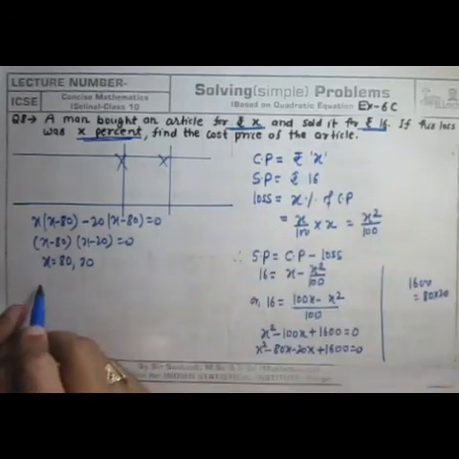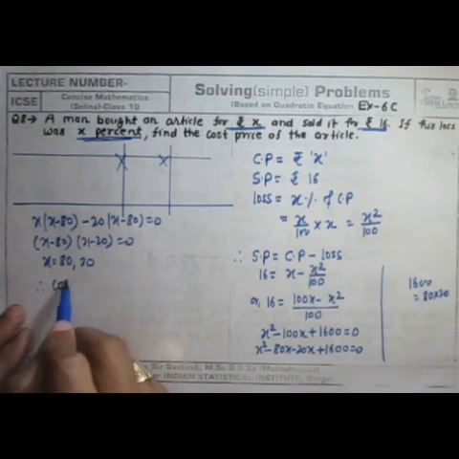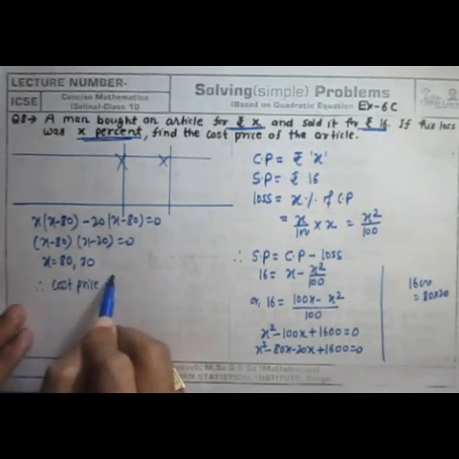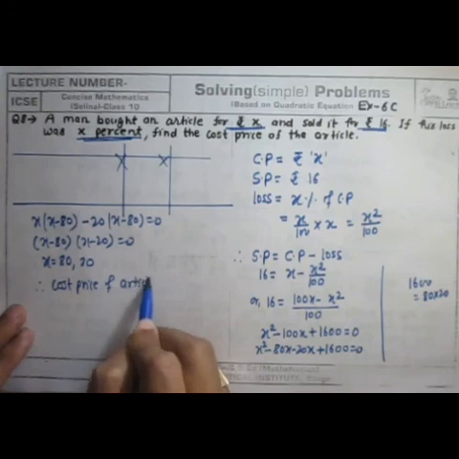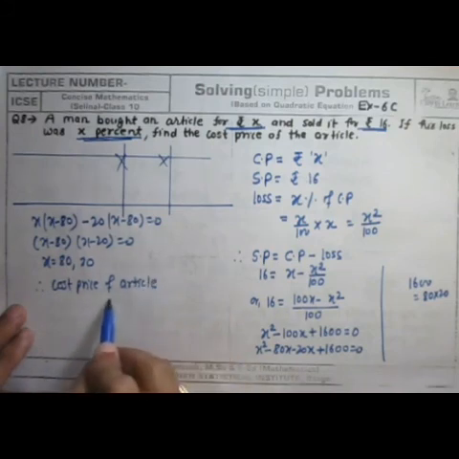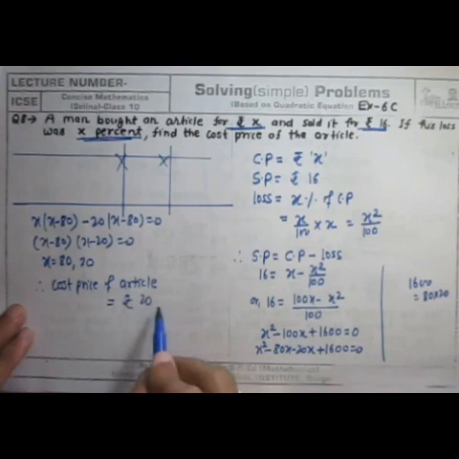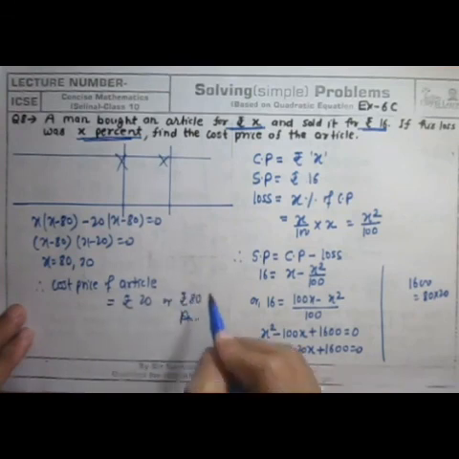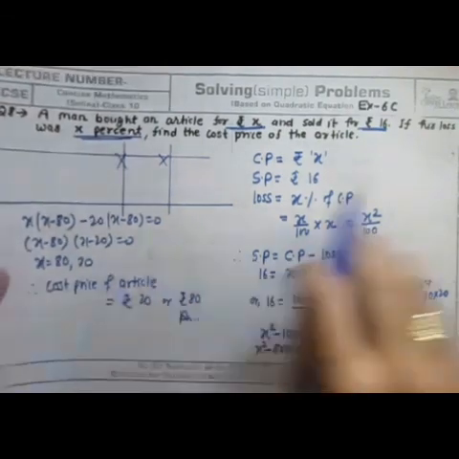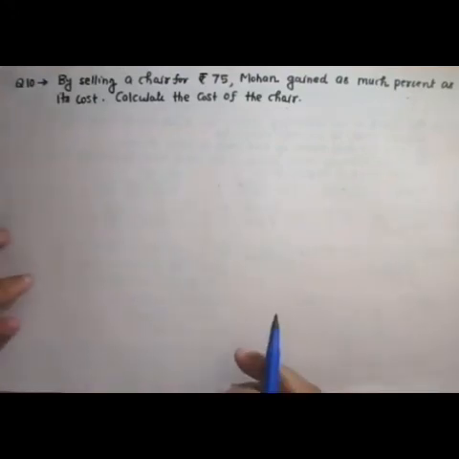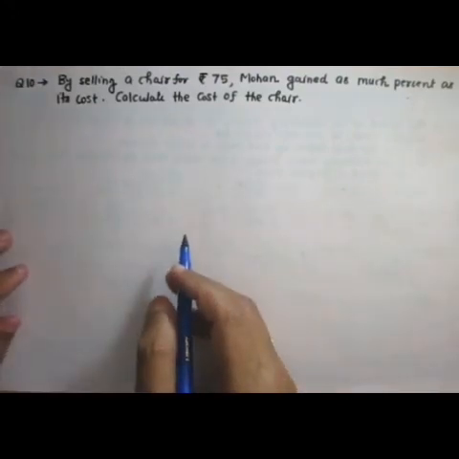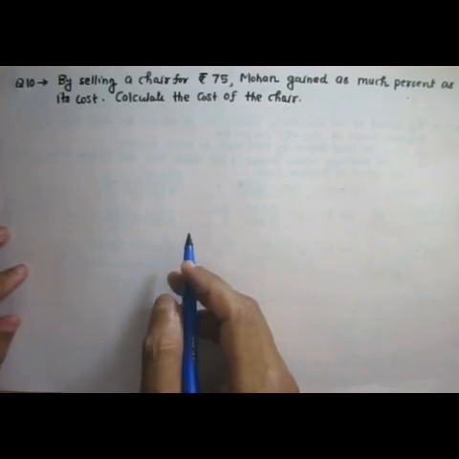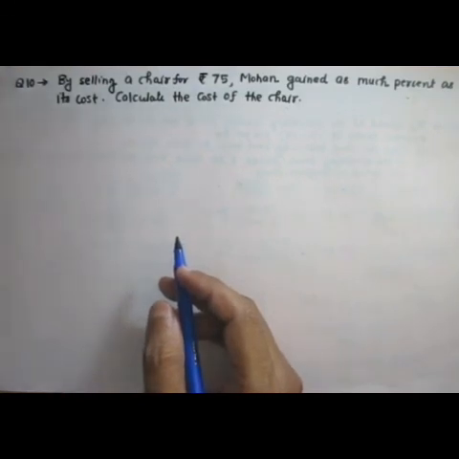Therefore the cost price of the article is equal to either rupees 20 or rupees 80. Both are correct. So this is question number 8. Now question number 9. Question number 9 I have not written, I think. Okay, leave it.